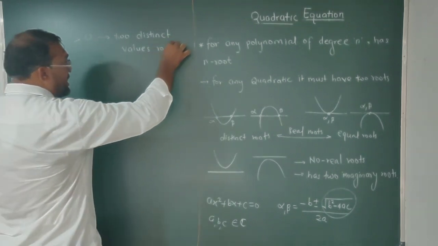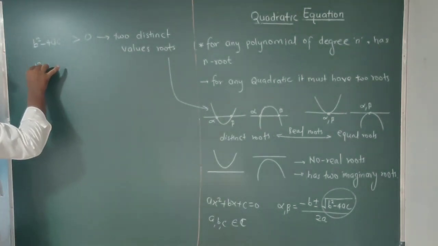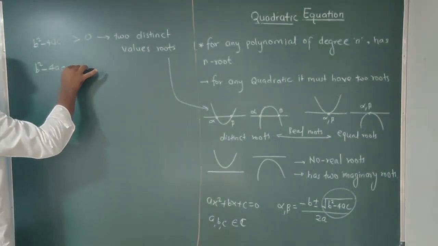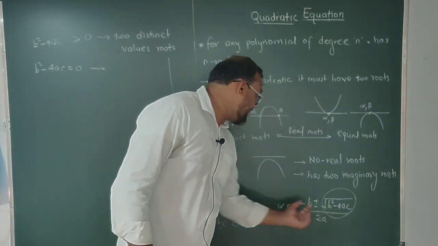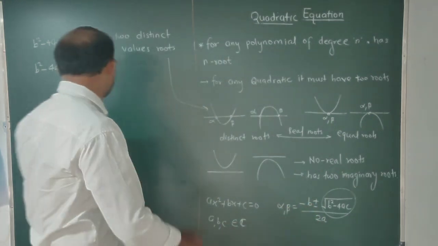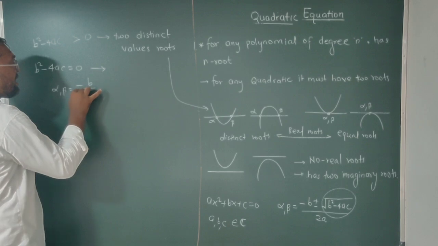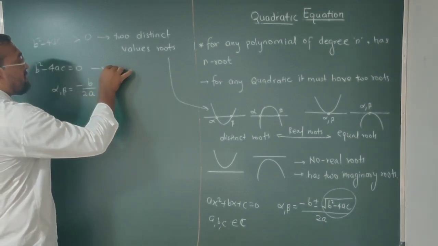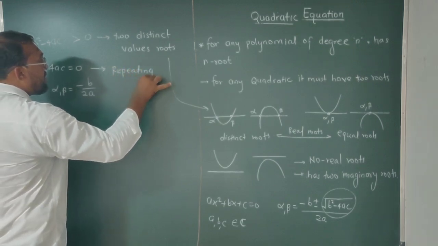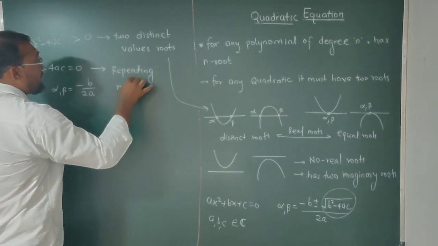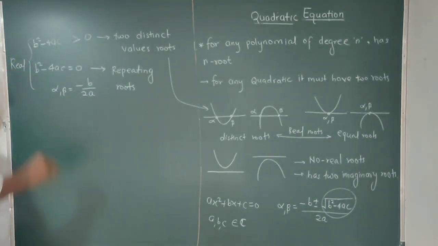We already know what the roots are, so it satisfies the first condition of the graph. If b² − 4ac is equal to 0, then what happens? This becomes 0, and α and β have the same value, that is −b/2a. This is called a repeating root, or same root. The roots are repeated. Obviously both are real. This condition is for real roots.